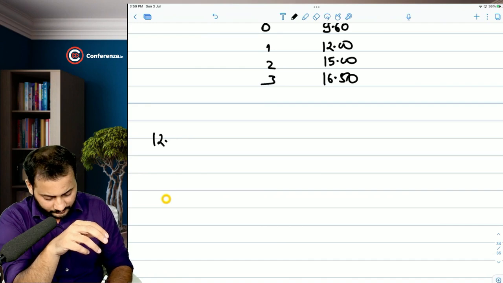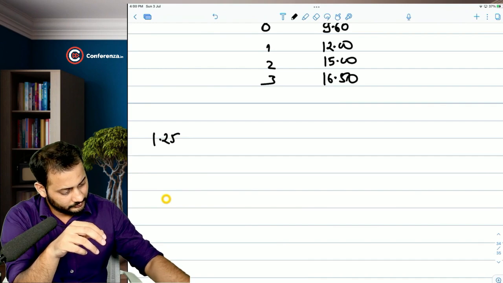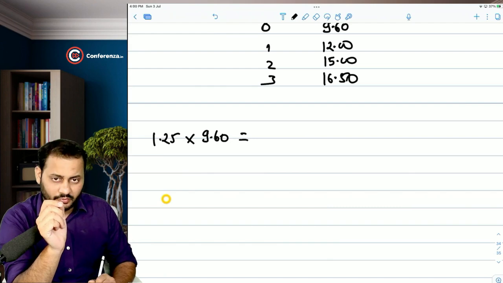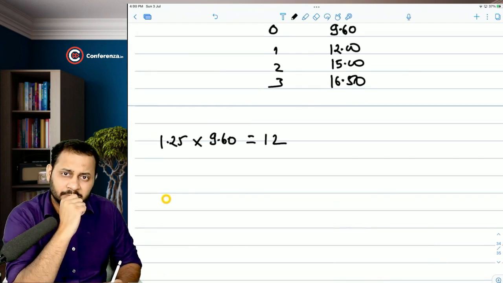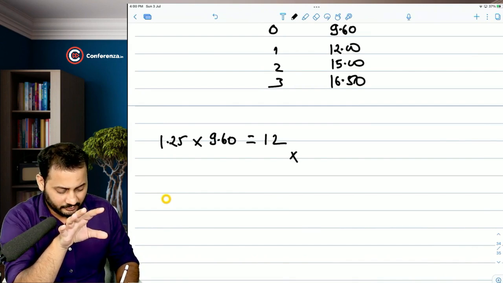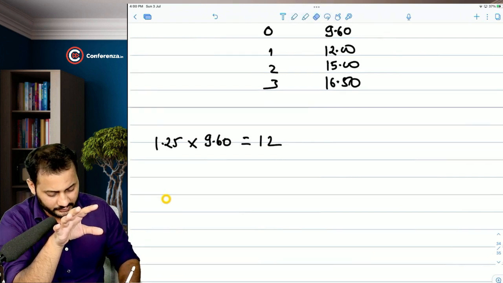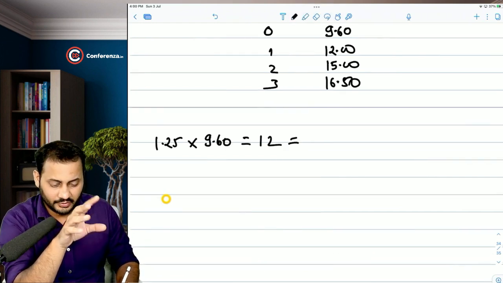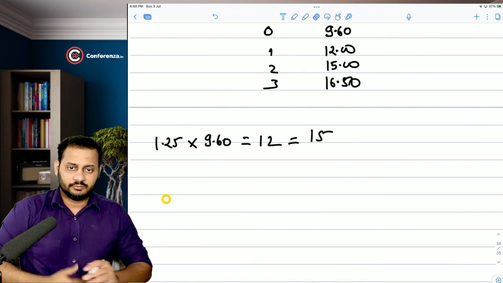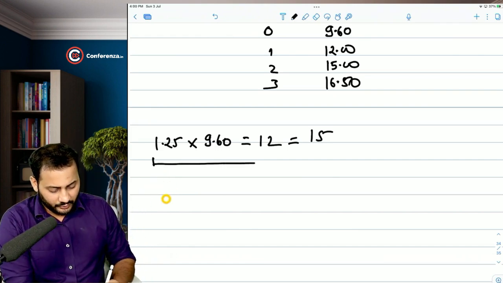1.25 into 9.6 equals 12. On the calculator, you do not have to press 12 into 1.25 again. Simply press equals to, you will get another answer, 15, then equals to, if you want to continue. This is how the buttons should be on the calculator. Till this point, you will have to do the entire exercise.